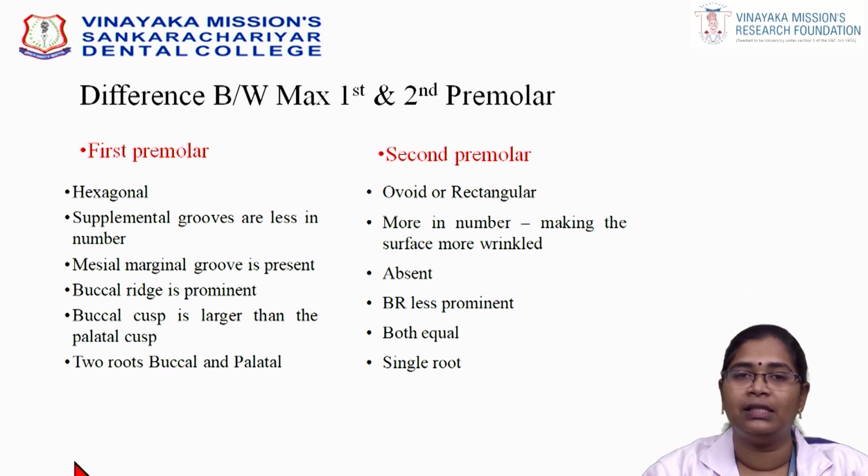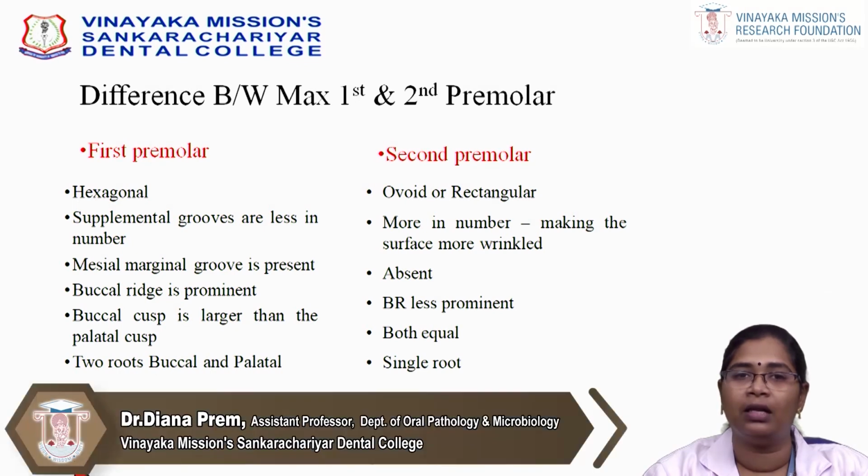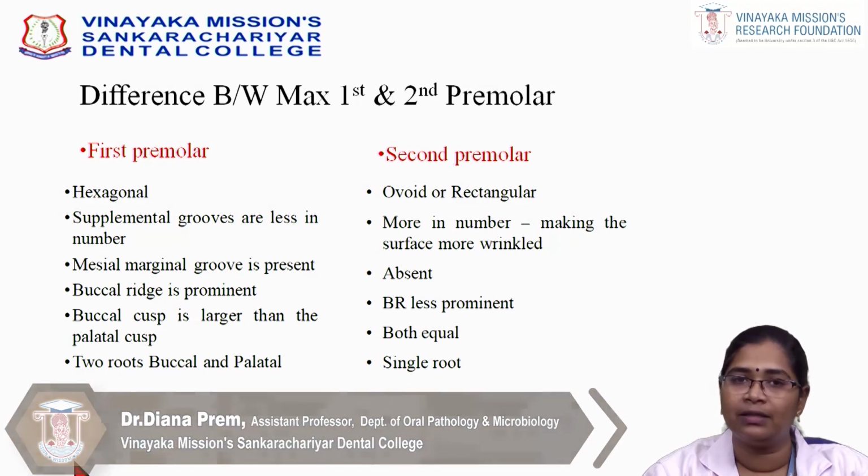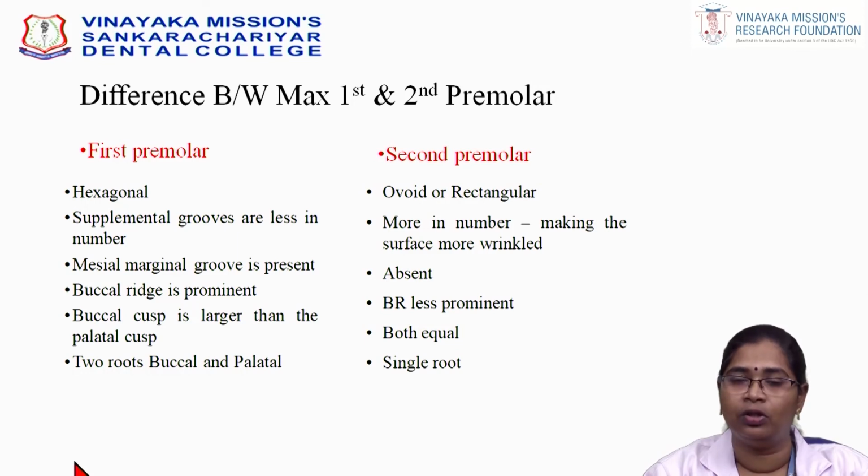The buccal ridge is again more prominent in the first premolar, and very less prominent in the second premolar. From the mesial and distal aspect, the buccal cusp seems longer than the palatal cusp in the first premolar, whereas in the second premolar both cusps are of equal height. The major and most striking difference, last but not the least, is that the maxillary first premolar has two roots, buccal and palatal, whereas the maxillary second premolar is a single rooted tooth.